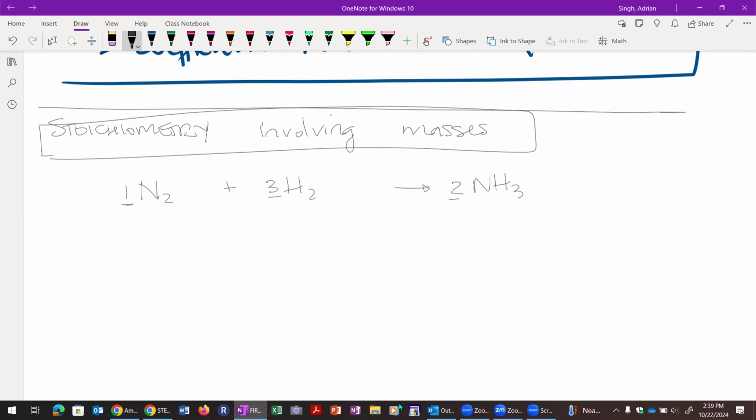Let's say we're given the following information. Let's say you started with 55.00 grams of hydrogen, H2, how many grams of ammonia, NH3, can be made?